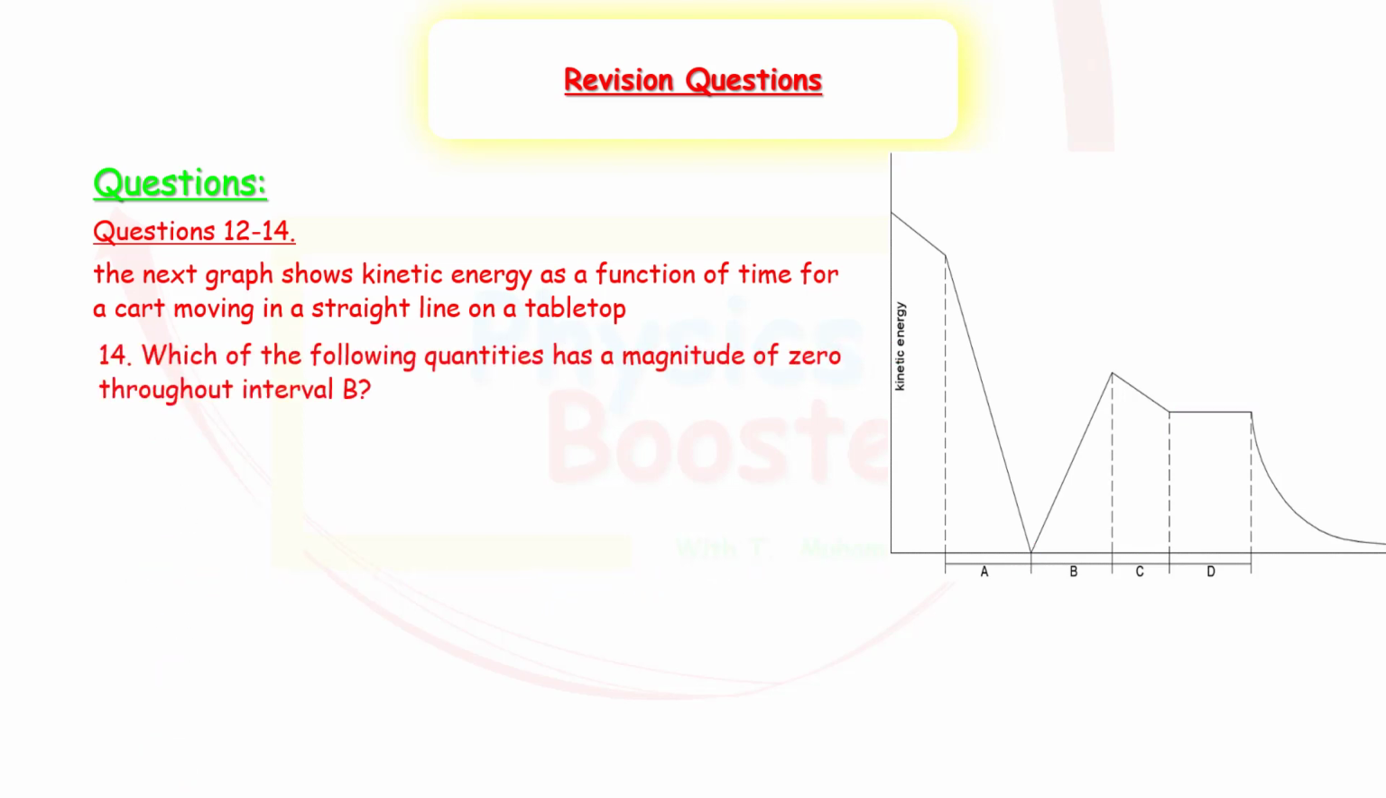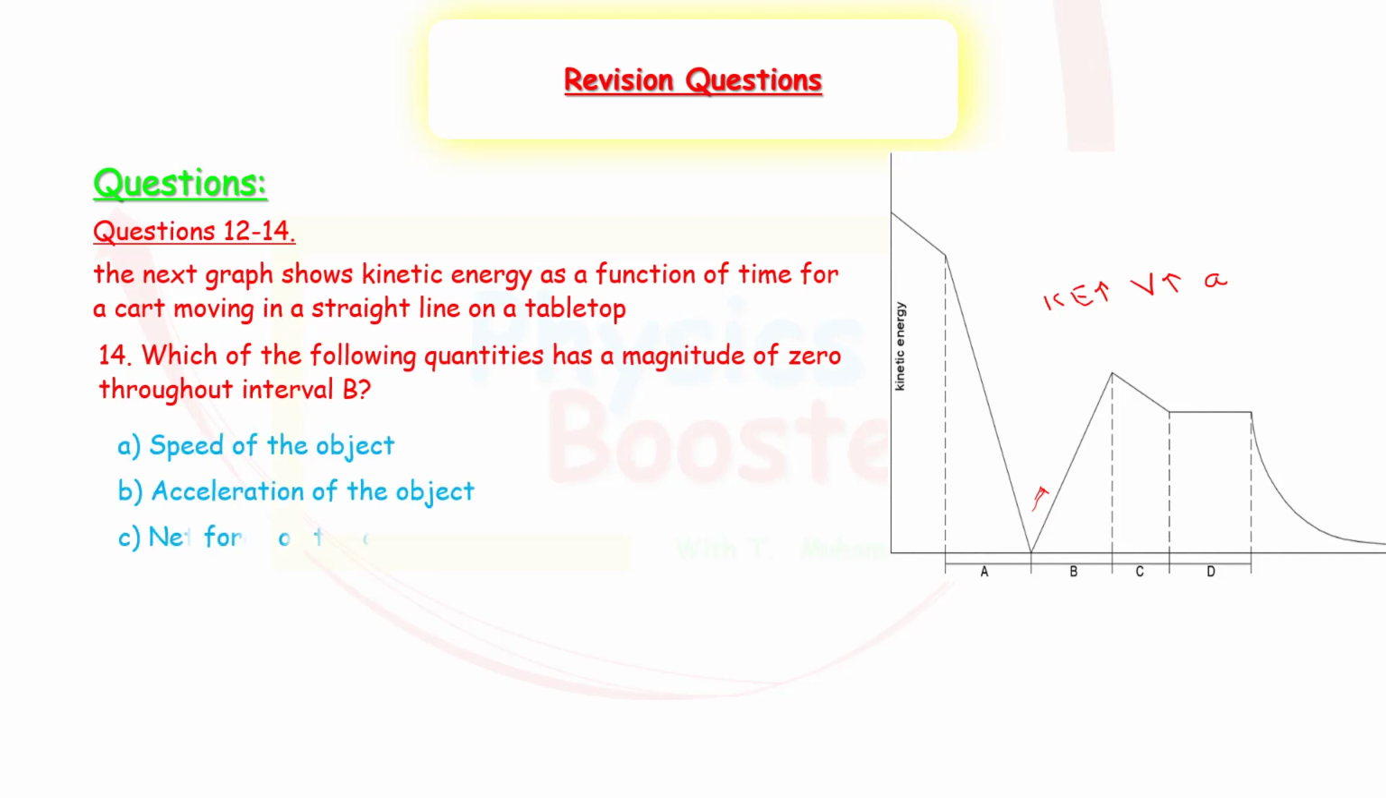Next question. Which of the following quantities has a magnitude of 0 throughout interval B? So this is interval B. We can see that the kinetic energy is increasing. This means that here, kinetic energy in this zone is increasing. This means that the velocity is increasing. And the velocity can never increase unless there's acceleration. So which of these quantities has a magnitude of 0?